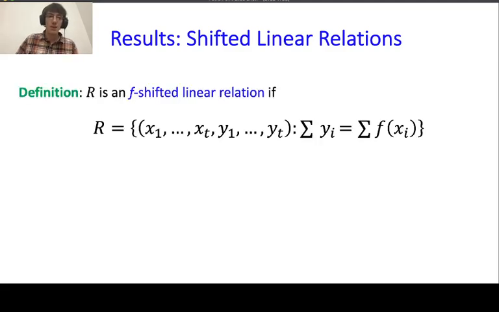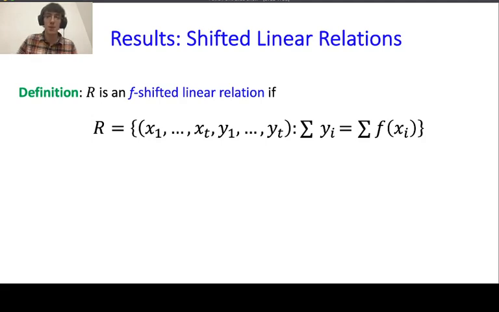So a relation R on T inputs and T outputs is an F-shifted linear relation if it's checking that the following kind of linear relation holds between the inputs and outputs. So it's checking whether the sum of the outputs is equal to the sum of f of the inputs, the sum of f of xi. So it's just checking a linear function on the collection of outputs and the collection of f of the inputs. So this is some class of relations.